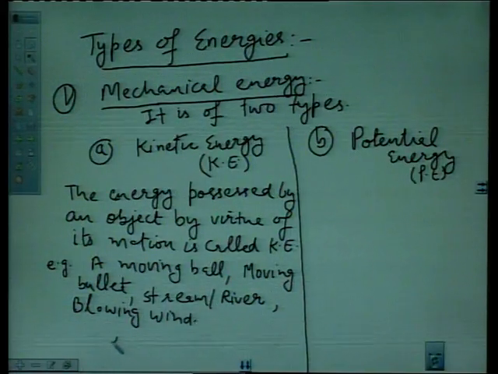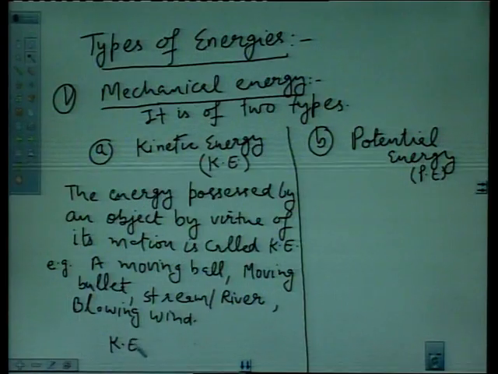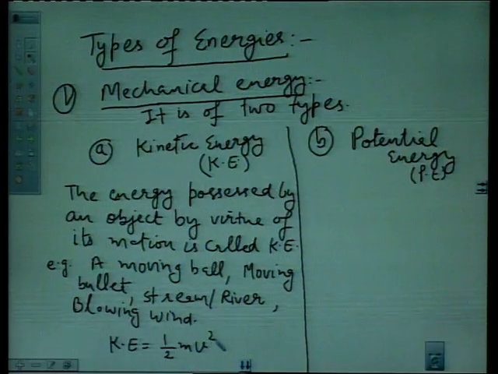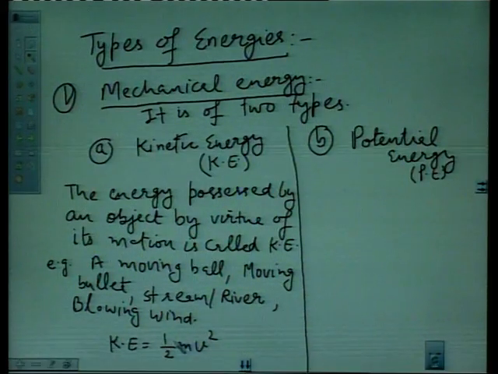Now the expression for kinetic energy is, it depends upon the mass of the object and its velocity. So we have kinetic energy is equal to half m v square. m is the mass of the object and v is the velocity. So it is directly proportional to mass and velocity. More is the mass of object, more is its kinetic energy. More is its velocity, more will be the kinetic energy, and vice versa.